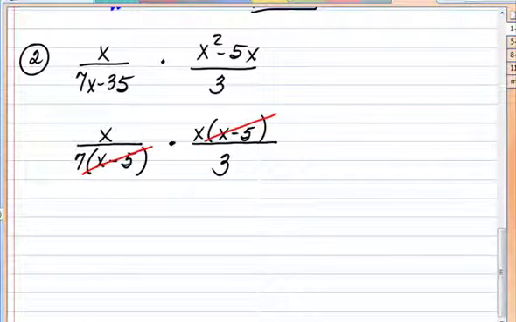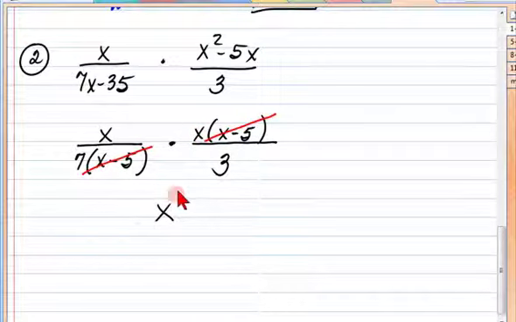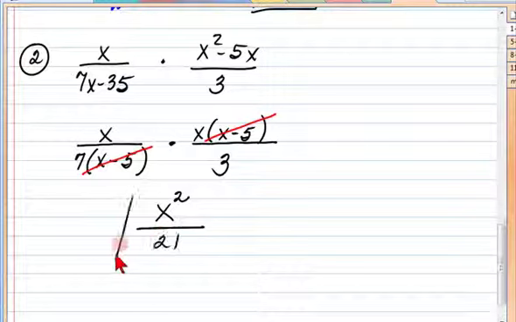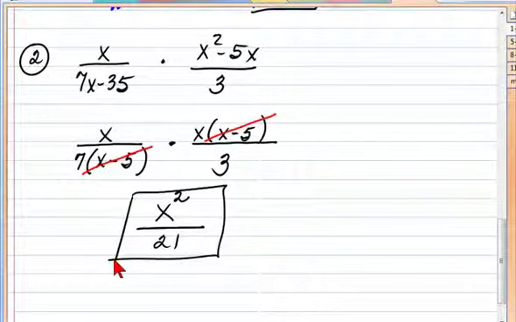So what do I have left? On the top, x times x is x squared over 21. That is the product, and it's in lowest terms. It is simplified.